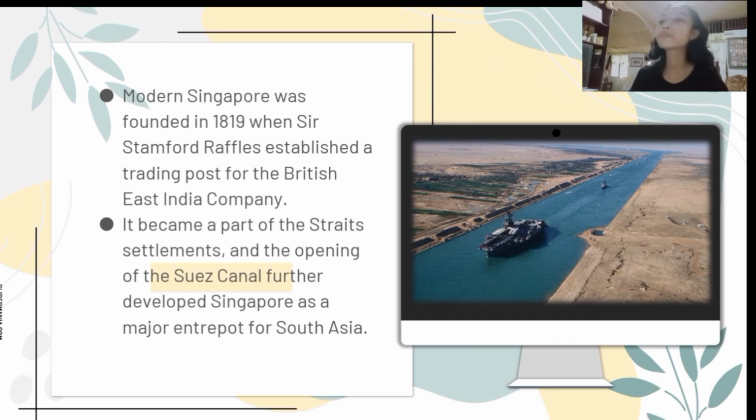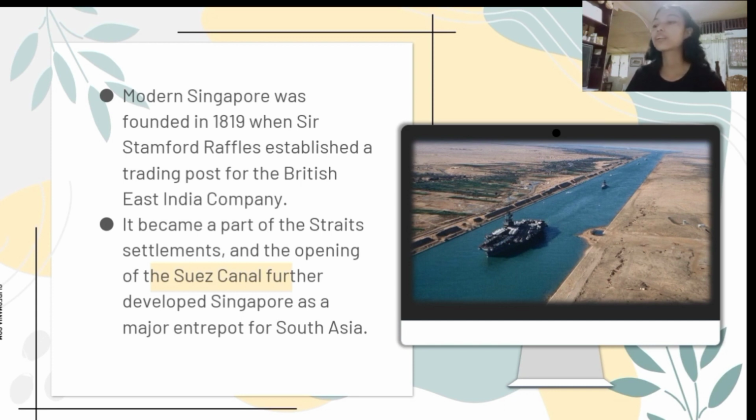And modern Singapore was founded in 1819 when Sir Stamford Raffles established a trading post for the British East India Company, which, if we remember, is when India was colonized by Great Britain. It became a part of the Straits Settlements, and the opening of the Suez Canal further developed Singapore as a major entrepot for South Asia. The picture shown here is the Suez Canal, a human-made waterway that cuts north to south across the Isthmus of Suez in Egypt.